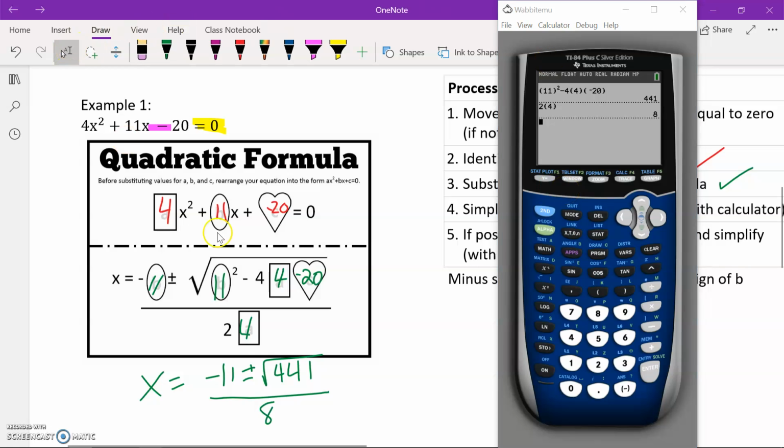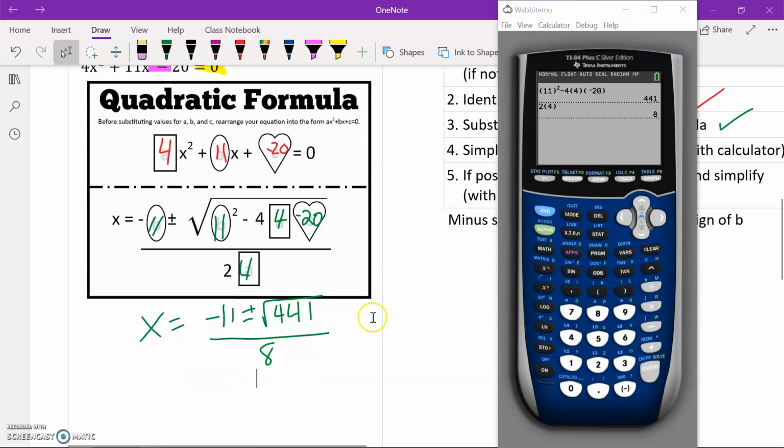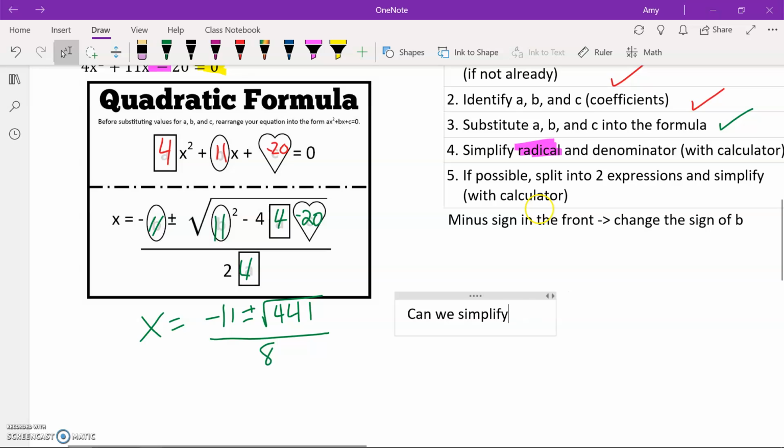You notice that the 441 is still in the radical. I do not do the square root until after I've simplified the number inside because I don't want to get a decimal if I either want it to stay as a radical or become a whole number. So now we can see, can we simplify the square root of 4? Can we simplify the square root of 441?